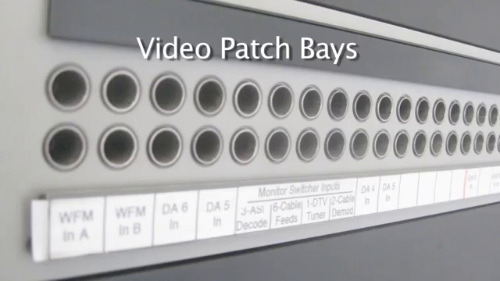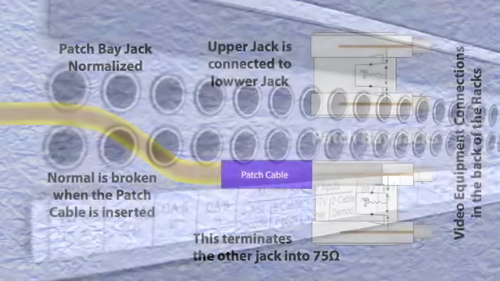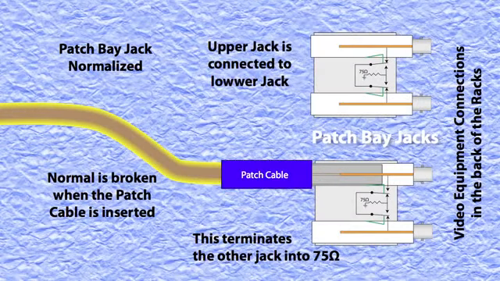Patch bays are made up of two jacks. The upper one is connected to the output of a piece of equipment, and the lower one is connected to the input of the following piece of equipment. Internally, these two jacks are connected, or normalized. With no patch cord in place, the two pass the signal from the upper one to the lower one.